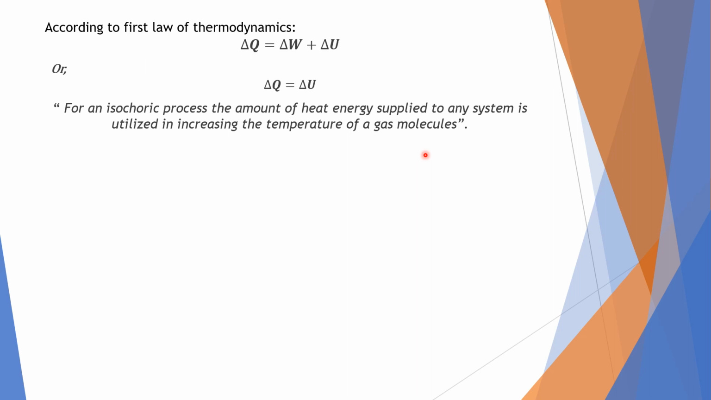So I haven't explained the graph in the previous diagram. If we plot a graph between pressure and volume, such that volume is along the x-axis and pressure along the y-axis, for an isochoric process we get a straight line parallel to the y-axis.